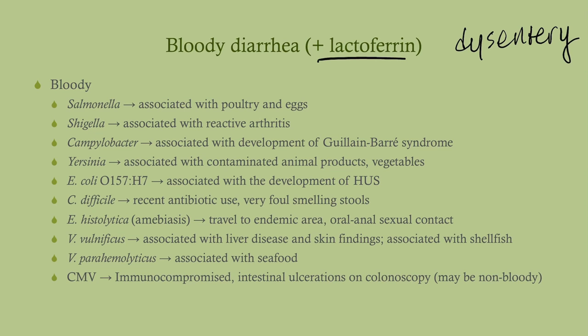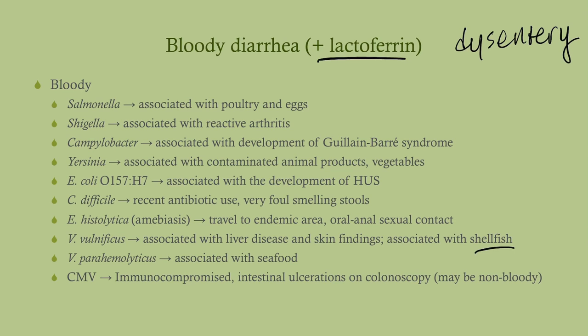Entamoeba histolytica, also called amoebiasis, is associated with travel to endemic areas and oral anal sexual contact. Vibrio vulnificus is associated with liver disease. They're at higher risk, and they may have skin findings. This is associated with shellfish consumption. It grows in brackish waters, fresh waters. Vibrio parahaemolyticus is associated with seafood.